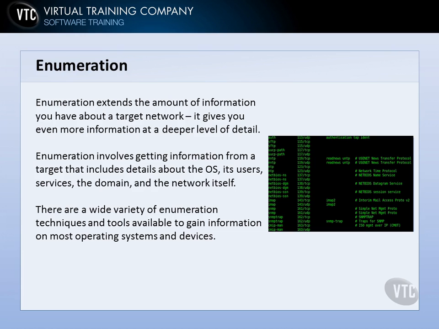Enumeration involves getting information about a target that includes information about the operating systems, user accounts that are on the box or the network, the services that are run on the box or the network, the domain itself, and even the network. Now, there's a wide variety of these enumeration techniques and tools available that we can use to get information pretty much on most any operating system and device on the network. Again, some of these techniques and tools are similar to the ones that we use during scanning. Typically, we get more information out of these tools and techniques than we do from a normal scan.